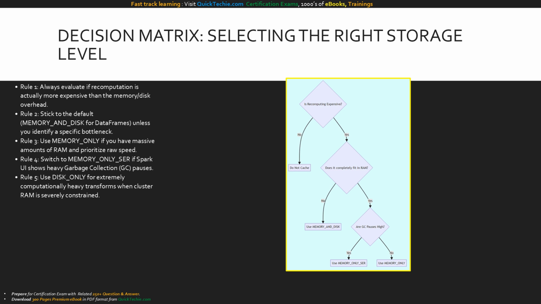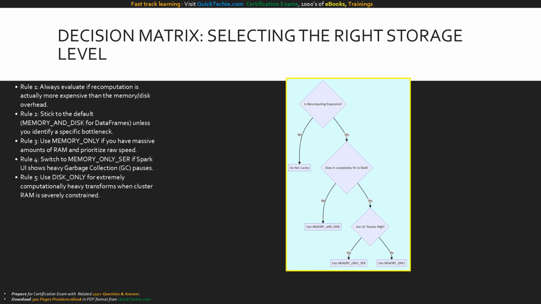I absolutely love this decision tree diagram because it provides you with a foolproof, step-by-step algorithmic approach for Spark memory tuning. At the very top, we ask the fundamental question, is recomputing this data expensive? If it is a cheap, fast filter, do not even bother caching. Just follow the no path to save memory. If it is expensive, we ask, does it fit perfectly in RAM? If no, we fall back to the safe harbor of memory and disk.